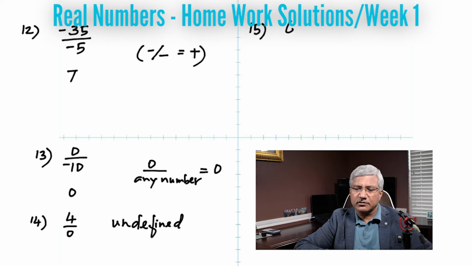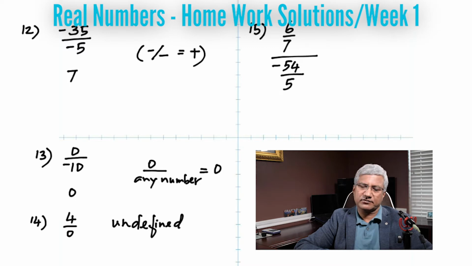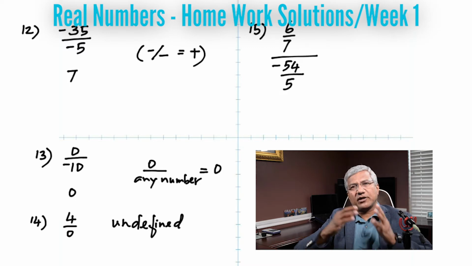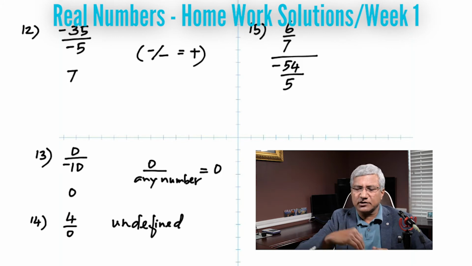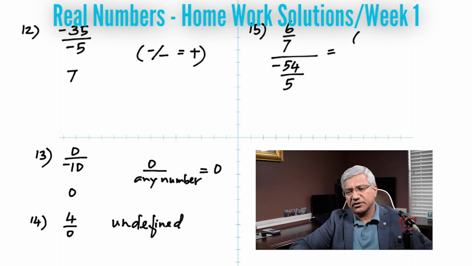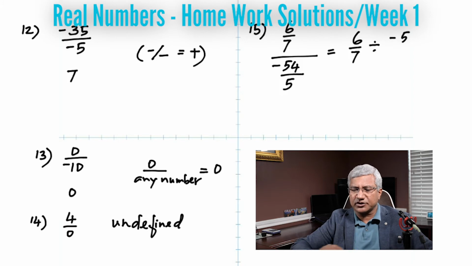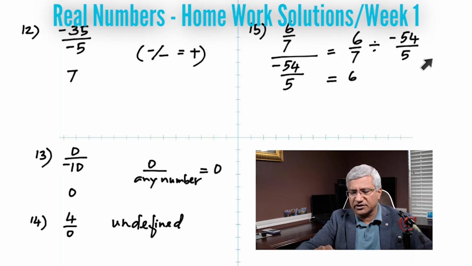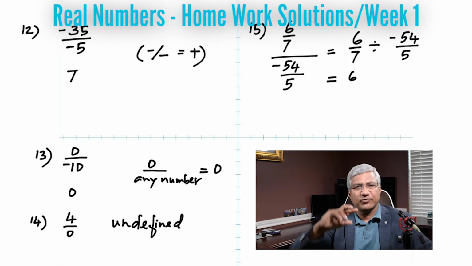Brings us to 15. 6 by 7 divided by minus 54 by 5. So when you have two fractions like this divided by each other, we have to turn that into a multiplication. So let me show you how that's done. 6 by 7, that's a symbol for division, divided by negative 54 by 5, right? And then to turn this into multiplication, you got to reverse this. That means instead of negative 54 by 5, it'll become 5 by negative 54. So reverse the second number and turn it into a multiplication.